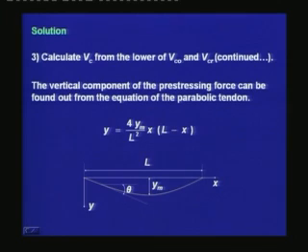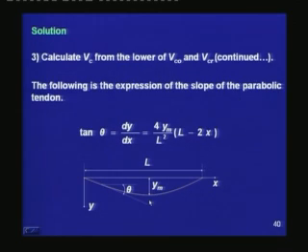Since this is a post-tension beam with a parabolic tendon, we are taking advantage of the vertical component of the prestressing force. The vertical component of the prestressing force can be found out from the equation of the parabolic tendon. Y is equal to 4 times Ym divided by L square times x times within bracket L minus x. This is the equation of the parabolic profile, where Ym is the vertical displacement of the CGS from the ends.